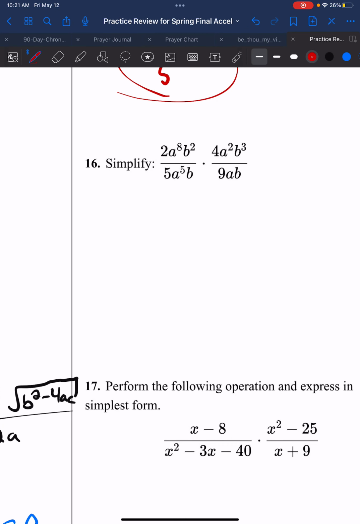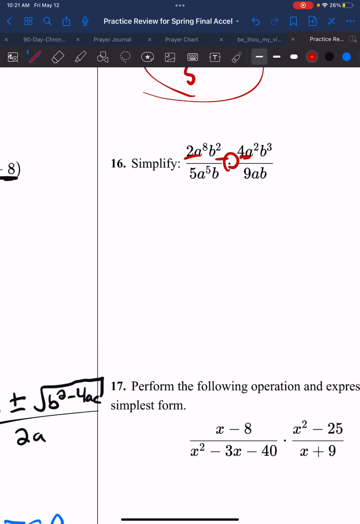Okay, starting on problem 16, it tells us to simplify, and this little dot in the middle tells us that we're going to multiply. So I'm going to take care of the numbers first. So 2 times 4 gives me 8, and then on bottom 5 times 9 gives me 45. 8 over 45 won't simplify. You can try to type it as a fraction to see that.